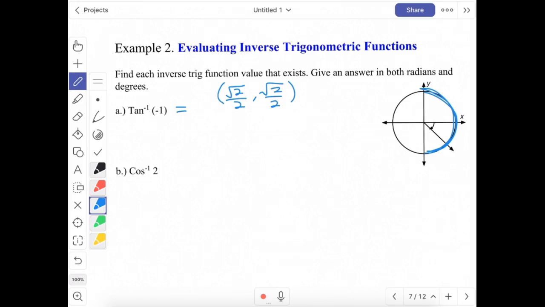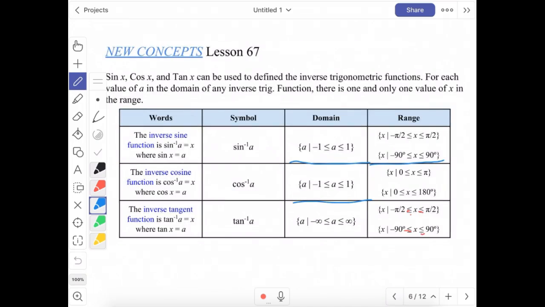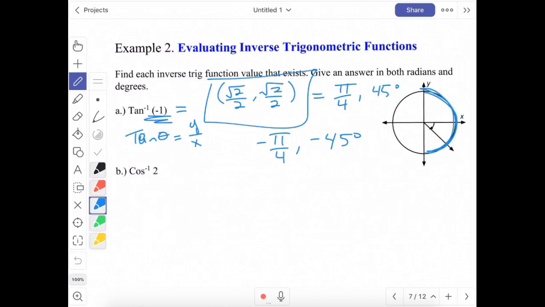Now that would be a 1 because tangent of theta is equal to y over x, so it would be root 2 over 2 divided by root 2 over 2. Now one of them has to be negative, so we're looking at the lower quadrant. Because this is at pi over 4 or 45 degrees, the negative one is going to be at negative pi over 4 or negative 45 degrees. The second one, part B, cosine inverse of 2 is equal to what? Let's go back and look at our cosine values. Our cosine domain, our a values, have to be between -1 and 1. So if I'm asked for the cosine inverse of 2, that does not exist because it's outside of my domain.